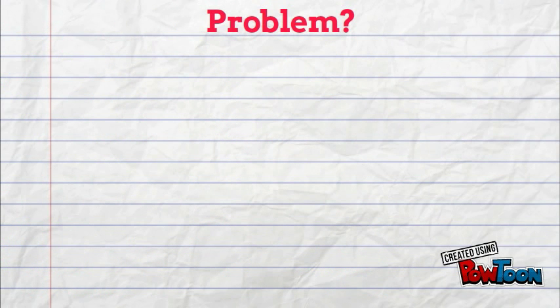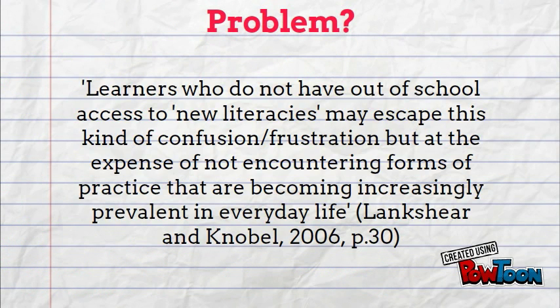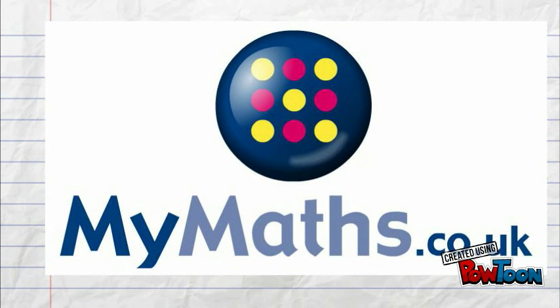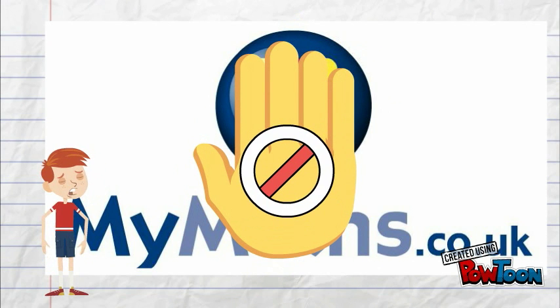Lancashire and Noble explained that learners who do not have out-of-school access to new literacies may escape this kind of confusion or frustration, but at the expense of not encountering forms of practice that are becoming increasingly prevalent in everyday life. For example, referring back to My Maths, there are children who may not have internet access at home, thus creating a barrier to their learning as they are unable to do homework set.